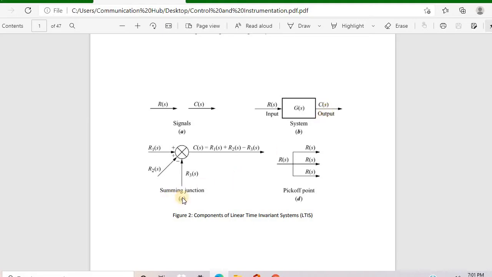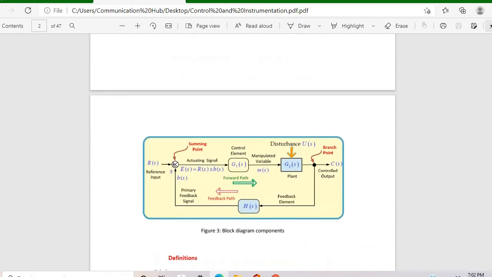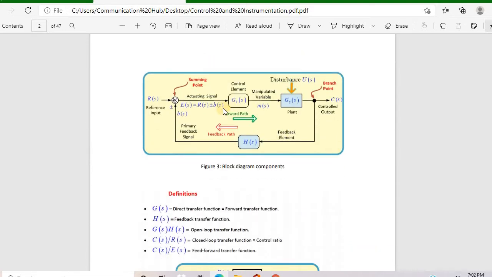The third one is a summation junction, where you have different inputs that are added and subtracted, and after this junction you get this type of result. Similarly, the fourth one is the pickup point, where you can divide your input into different branches. So it is known as the pickup point. Now let's see an example here.